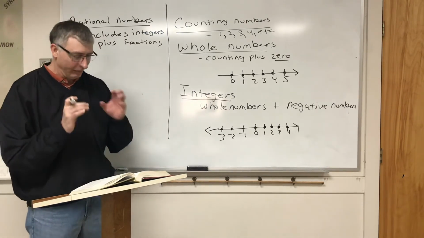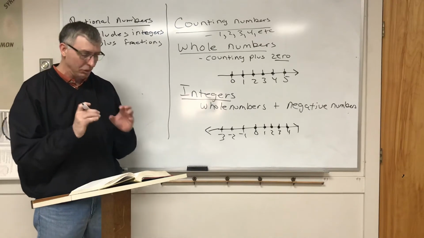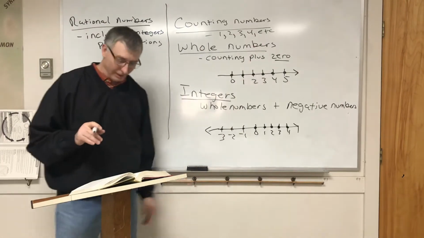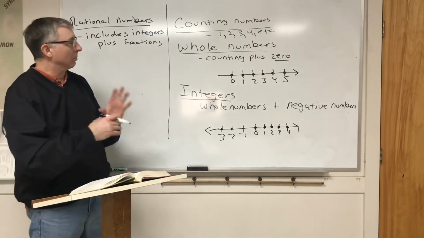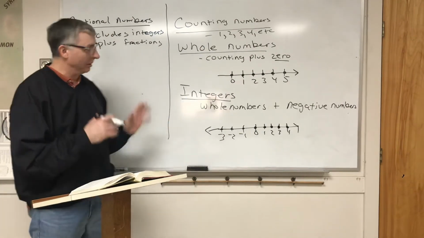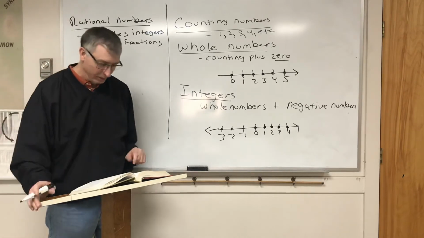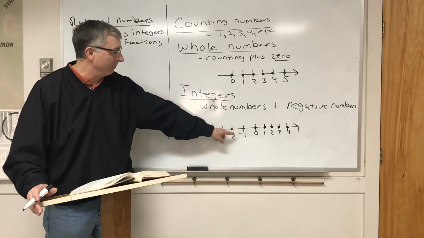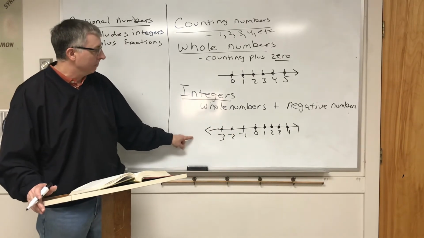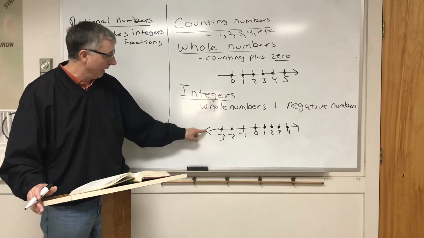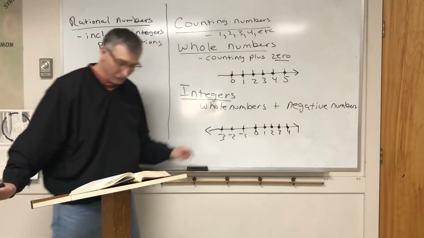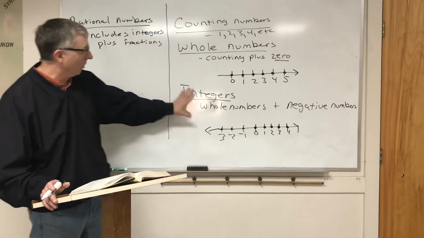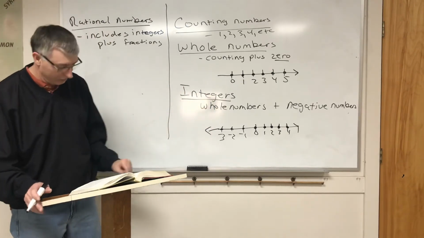In the very middle, the box would be the most restrictive definition, the counting numbers, 1, 2, 3, 4, 5, 6, 7, and so on. The whole numbers would be all of those plus 0. So 0, 1, 2, 3, 4, 5, 6, 7, and so on. The integers would be all of those plus the negative numbers. That's why the arrows go in both directions. And then the rational numbers would be all of the integers plus fractions.